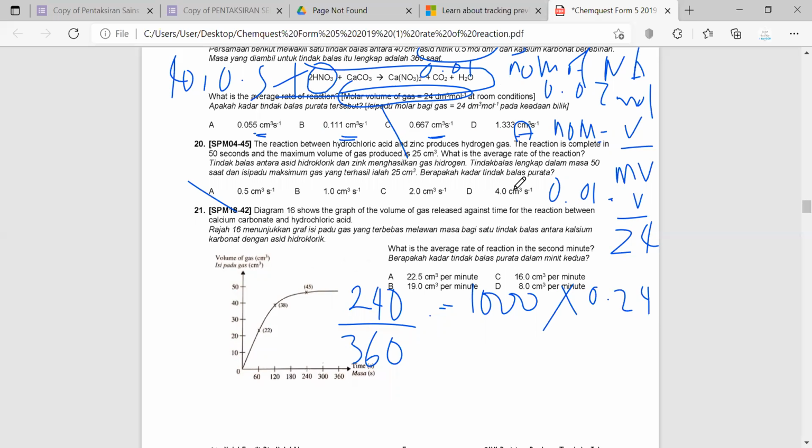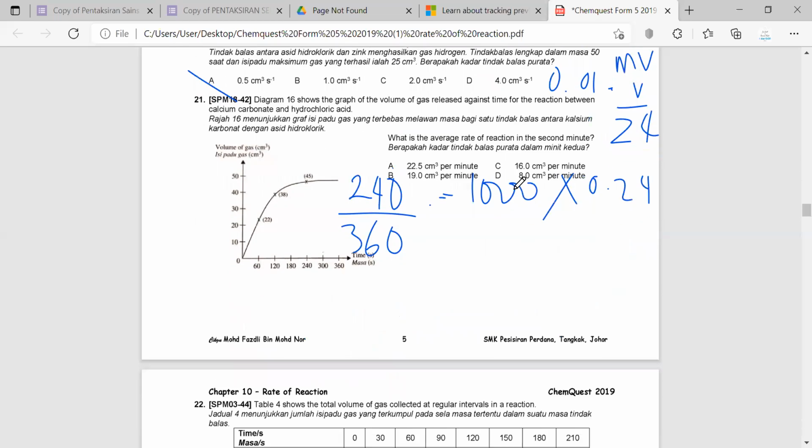Because my own answer so happens not to be there, for this question I think teacher forgot to calculate. So everybody calculated and you all got A. I'm hoping all of you say yes. Yes, teacher. Okay, thank you. All right, let's go on.